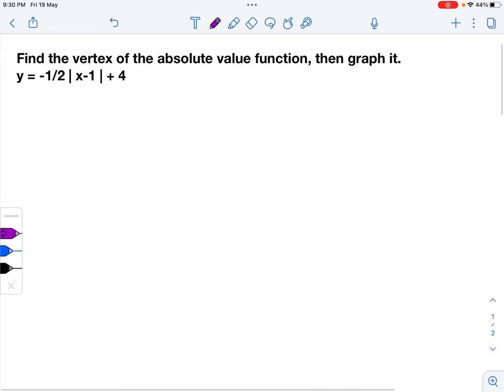Find the vertex of the absolute value function and then graph it. And so here, we notice that we have the word absolute value function. Now, what does that even mean?